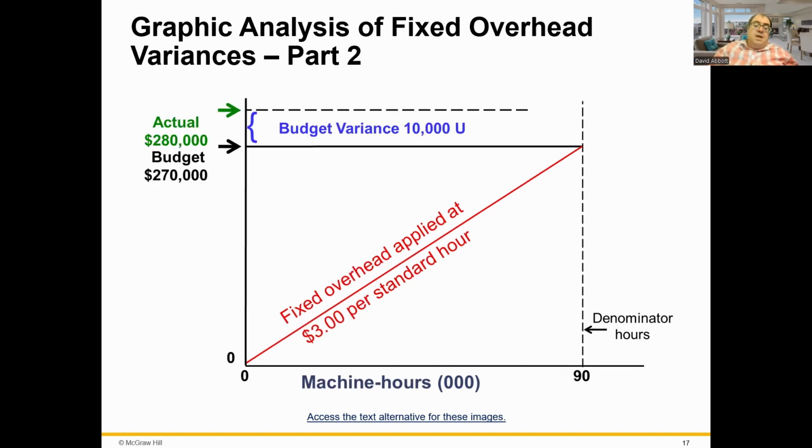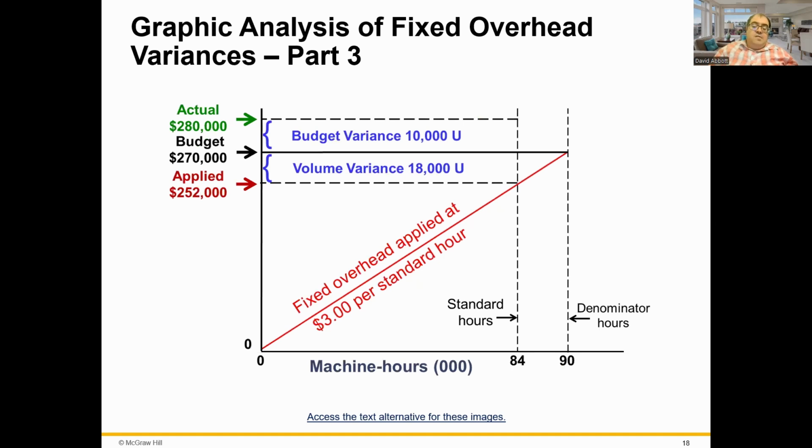Next, plot the actual amount of fixed overhead costs on the vertical axis, which is 280,000. We see that's shown there with the green arrow, and then we see that the difference between the budgeted amount of fixed overhead and the actual amount, which is $10,000, is the budget variance.